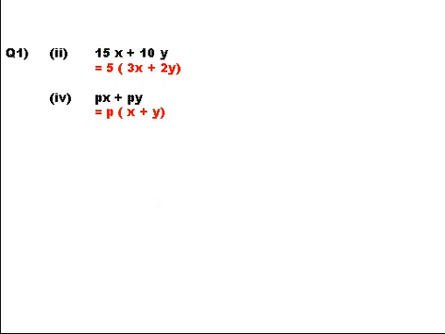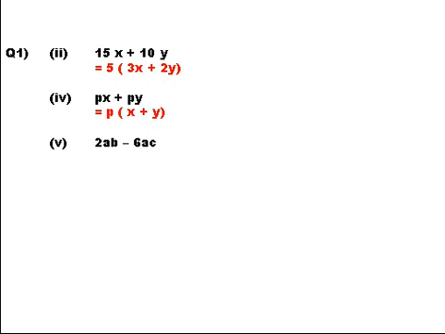And how to cross check whether your answer is correct or not? Try multiplying it inside the bracket and see whether you are getting the initial expression or not. P into x will give you px, plus p into y will give you py. So that's the answer. Next part is 2ab minus 6ac.